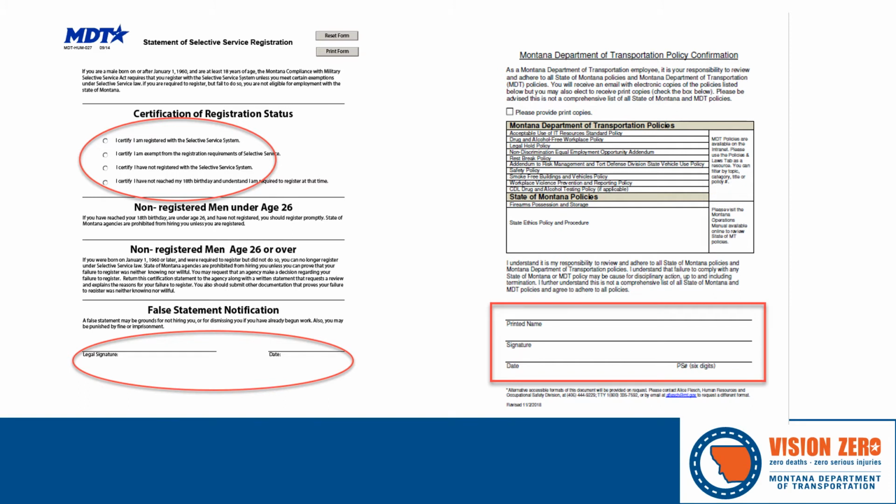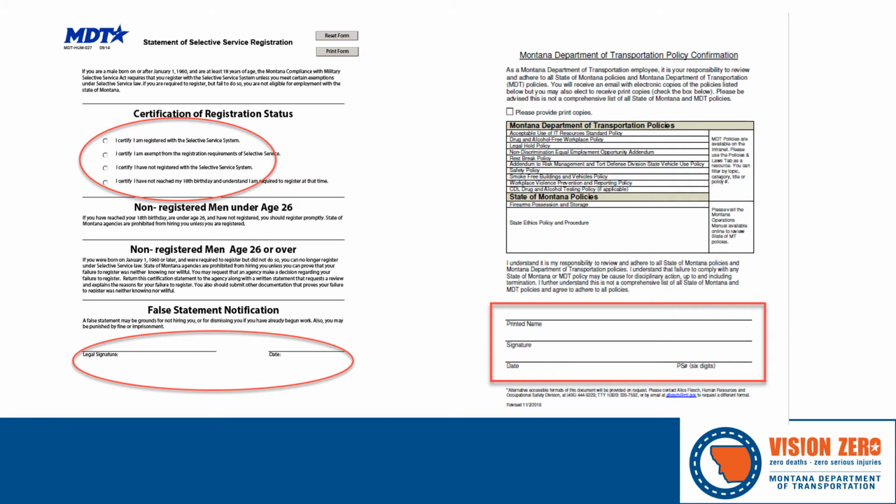If you do not know if you are registered for the Selective Service or you need to register for the Selective Service System, please go to sss.gov. At that website, you can verify your registration or register if you need to.